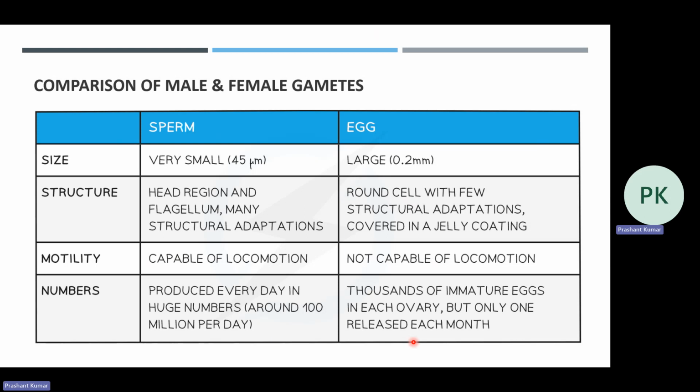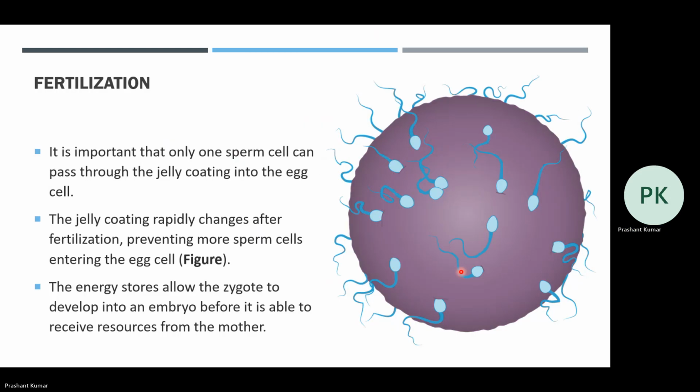Comparison of the male and the female gametes. So in terms of size, sperm cells are very, very small. In structure, they have a head part, they have a flagellum, and they have a tail. Egg cells are round cells with few structural adaptations, covered in jelly coats. Motility: sperm cells are highly motile. Egg cells are not motile. Number: sperm are produced every day in big amounts, but egg cells are produced once in a month.